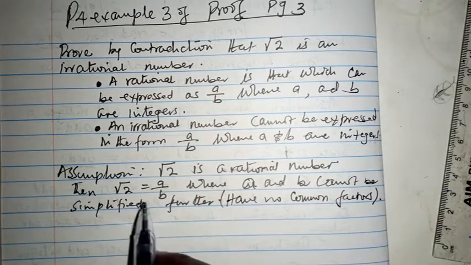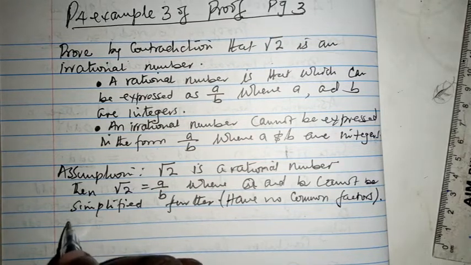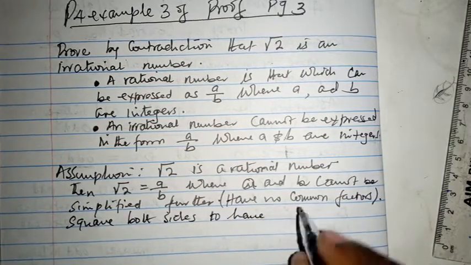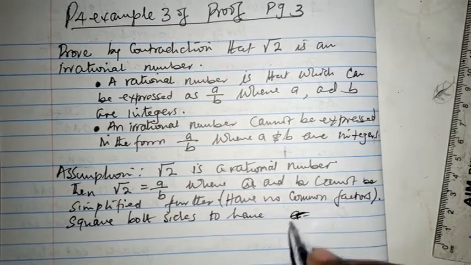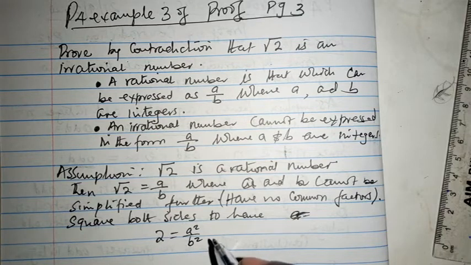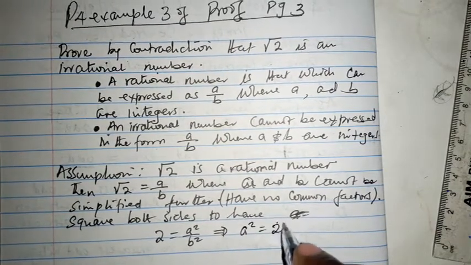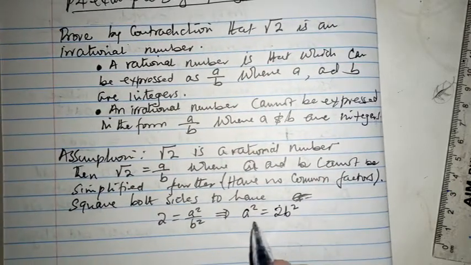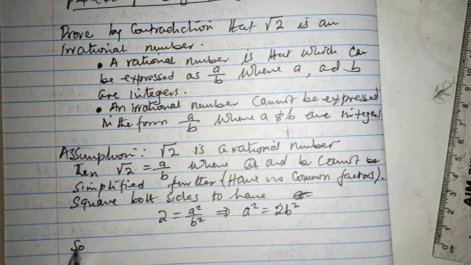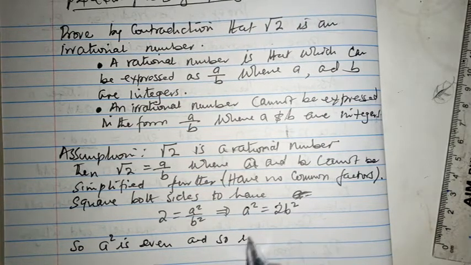If root 2 is a over b, we can square both sides, and root 2 squared is equal to 2, so 2 equals a squared over b squared. Cross multiplying both sides, a squared is equal to 2b squared. Because a squared is 2 times b squared, and any number multiplied by 2 is an even number, a squared is even, and so is a.